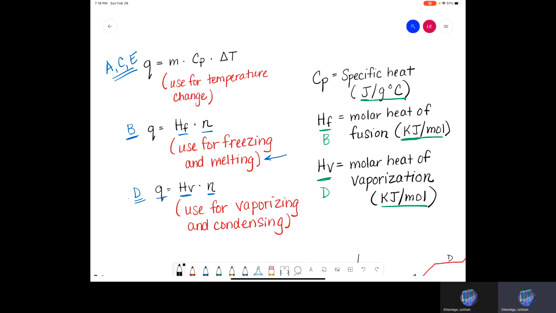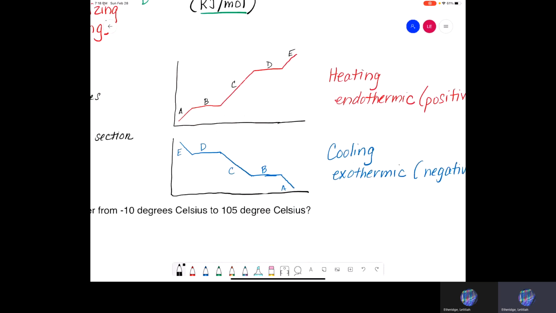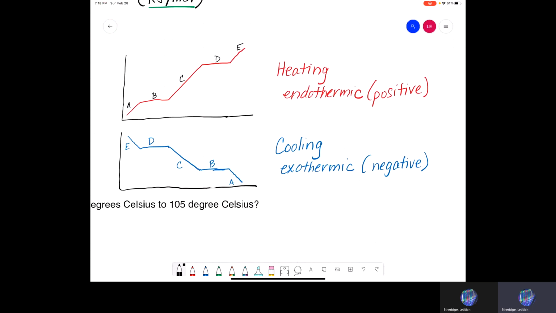Okay, so we've been talking about heating and cooling curves, and what equations to use for each of the sections of your heating and cooling curve. So I am going to pop over to our two curves, which should look very familiar to you. The first one, in red, is your heating curve. And if you remember from all of the lessons over the past couple of days, well, end of last week until now, we talked about whether things were endothermic or exothermic.